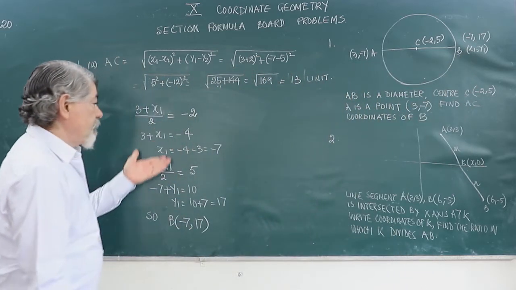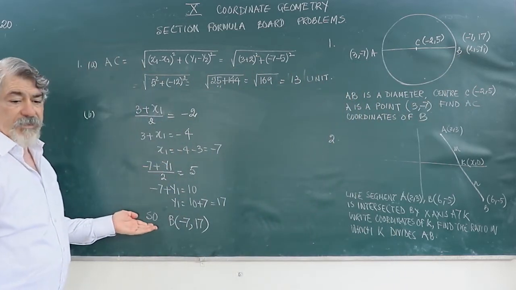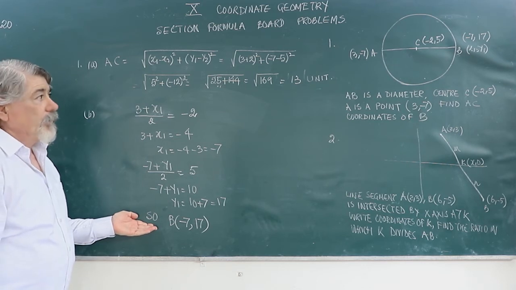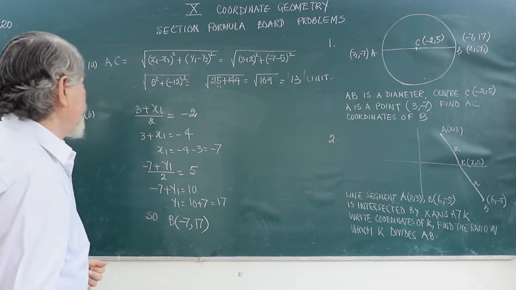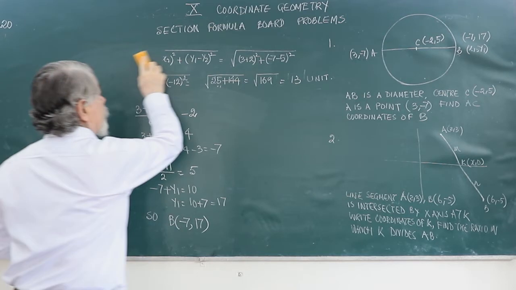Now another thing he wanted was the coordinates of B. For that we applied the midpoint formula. We got the value of this. Is that clear? Now let's proceed to the next question. Question number 2.